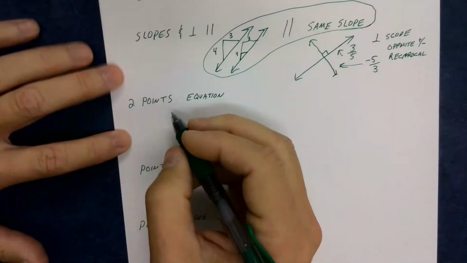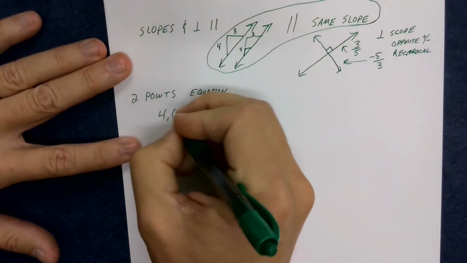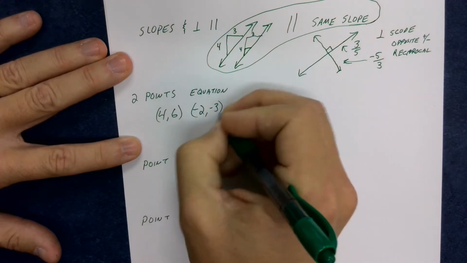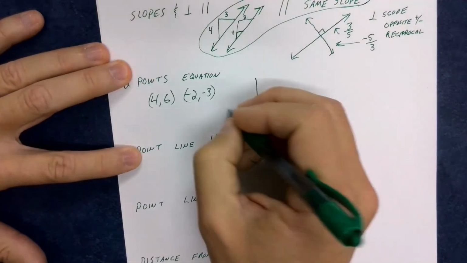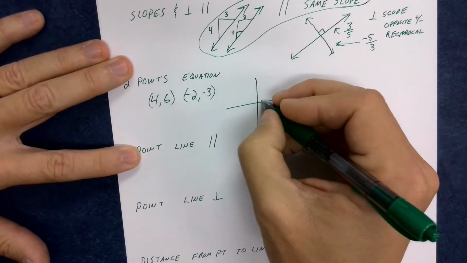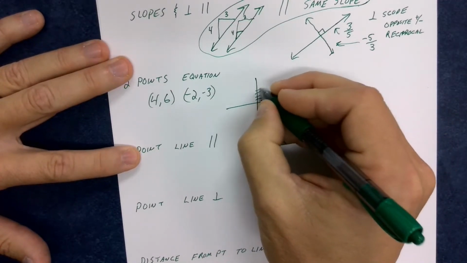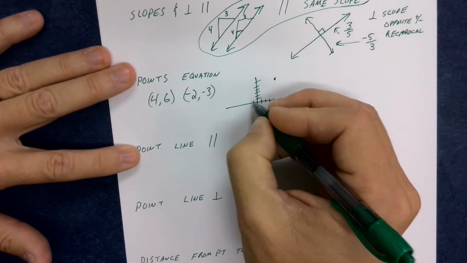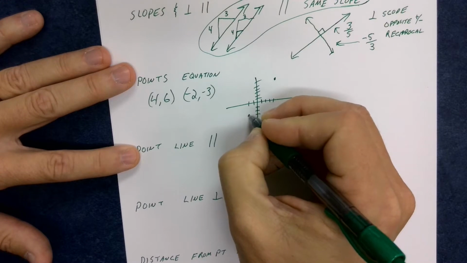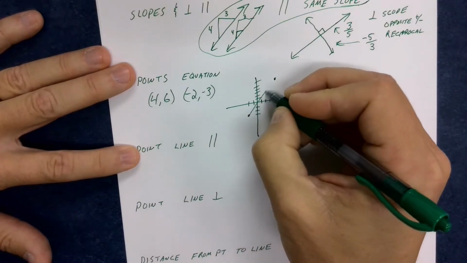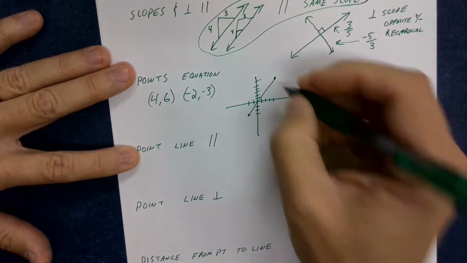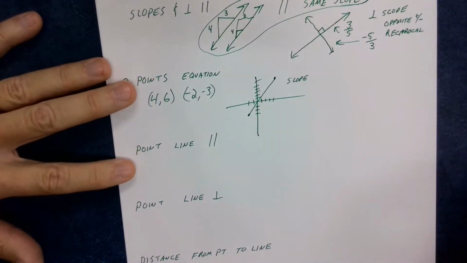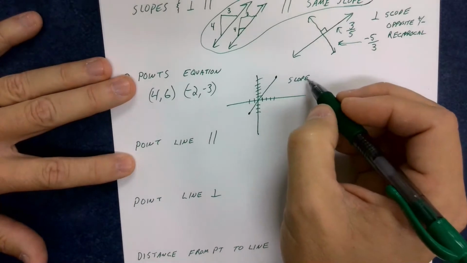So let's go ahead and talk about 2 points right now, and I'll go ahead with (4, 6) and (-2, -3). If I had those 2 points and I want to plot them down just to get an idea of it, there's a point at (4, 6), and (-2, -3). Then this line right here would have a certain slope, a certain rise and run to it. Okay? So how do I figure out that slope?